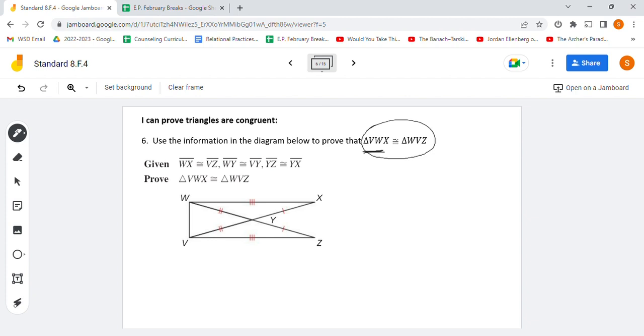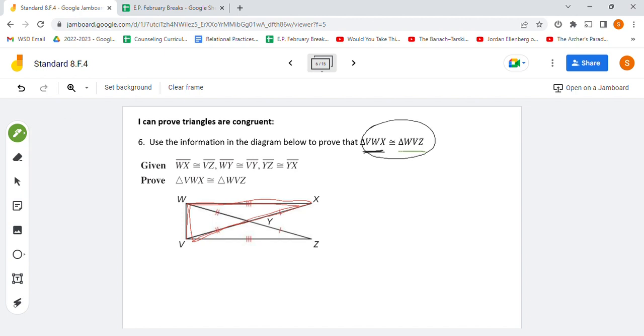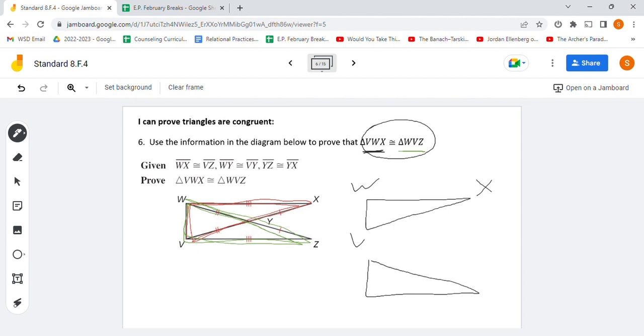Triangle VWX would be this one right here, VWX. That's that triangle. And triangle WVZ, WVZ is this one right here. So I'm going to draw a picture of those two separately off to the side. So we've got this one, VWX, and then we have our second triangle, WVZ, and we have to use one of our theorems to prove that they're congruent.